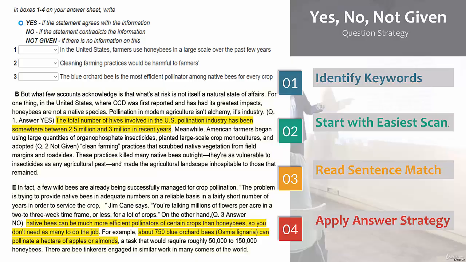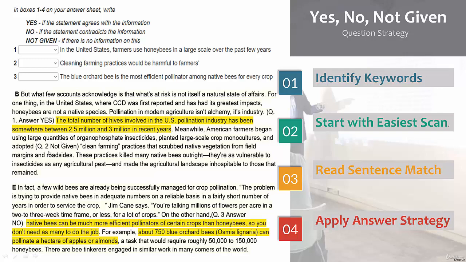So here we have a match, right? In recent years is a synonym for over the past few years. In large scale is a synonym for 2.5 million to 3 million. And then we see in the United States. And we see the pollination industry, which is a synonym for farms or farming, right? So all the information is there. They're using synonyms. So you have to be able to recognize synonym language. That's an example of yes.